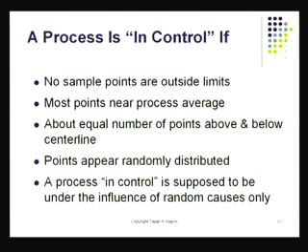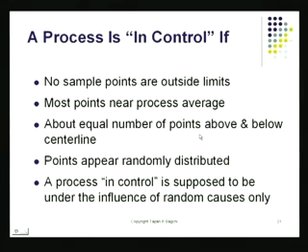So the process is in control if there are no sample points outside the control limits. Most points are near the process average. This is also a good indication that the process is in control. That means it's under the influence of random causes or chance causes only, and none of these exceptional assignable causes, the ones that really create trouble.